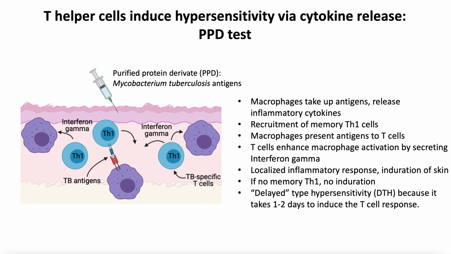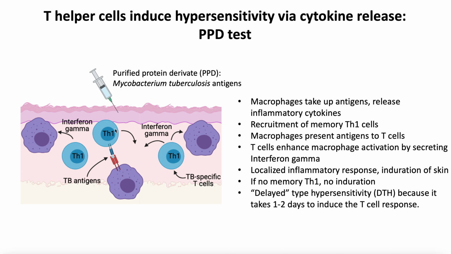One of the classic examples of a type 4 hypersensitivity reaction is the PPD test, or the purified protein derivative test. This is the test used to detect whether somebody has been exposed to Mycobacterium tuberculosis. And it's done by injecting some PPD antigens, some tuberculosis antigens, into an individual. And these antigens can induce what's called a delayed type hypersensitivity reaction. And this happens when macrophages take up the antigens and they release inflammatory cytokines that leads to the recruitment of memory Th1 cells that are specific for these Mycobacterium tuberculosis antigens.